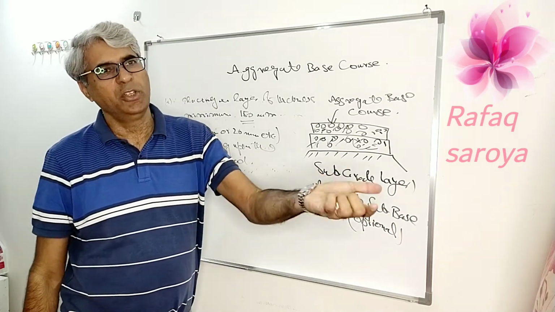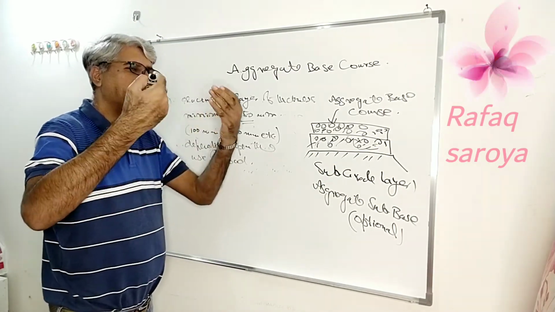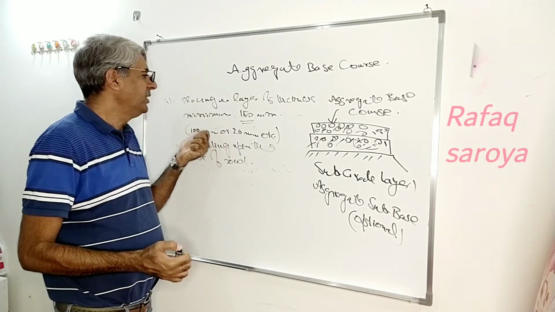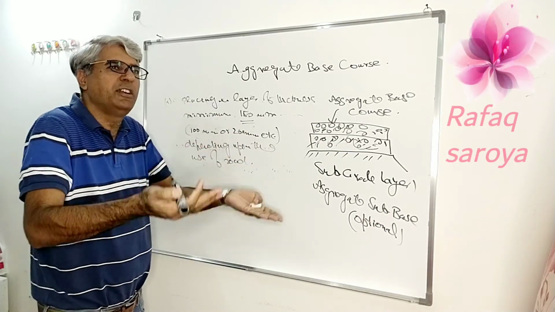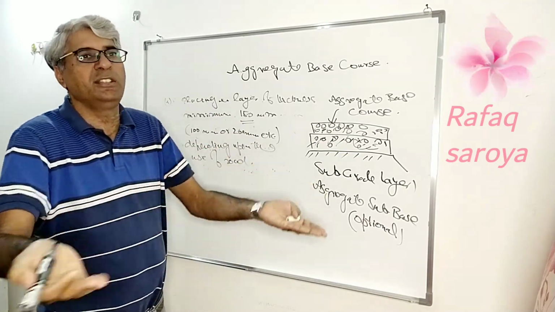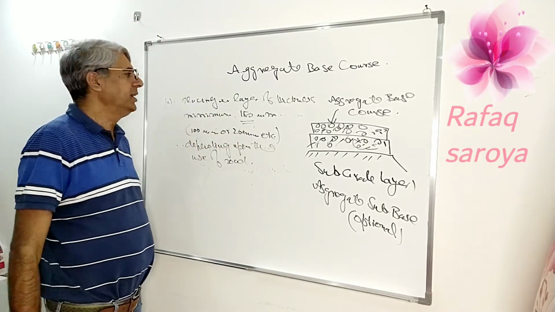And I have given you an example. Maybe some cycle track, maybe some area where the traffic is the least, it can be 100 mm, or it can be 200 mm, depending upon the utility, to whom this road is being served. So that's why its thickness will vary.